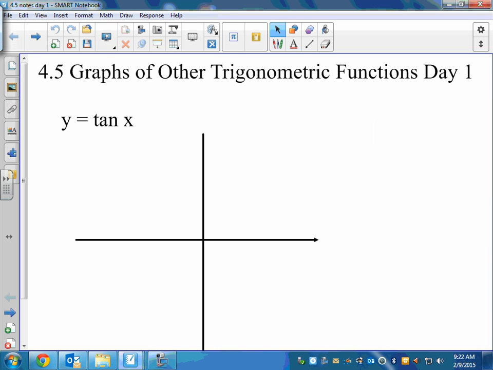Okay, so last week we spent the entire week graphing sine and cosine, and I hope that we feel somewhat okay about graphing sine and cosine now, what they look like, how to find the period, how to find the amplitude. And so now this week we're going to graph the other four trig functions.